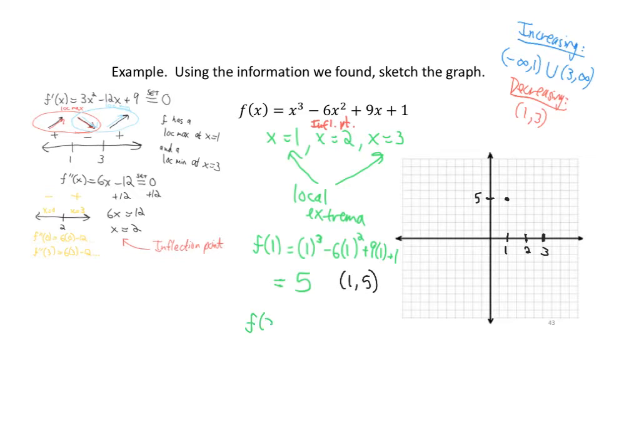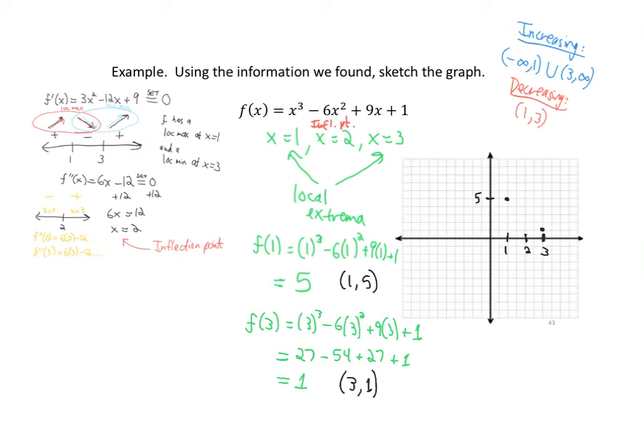Let's do f of 3 next because it's the other local extremum. We have 3 cubed minus 6 times 3 squared plus 9 times 3 plus 1. So we're going to have 27 minus 54 plus 27 plus 1, which will just be 1. That means we have the point 3, 1 on our graph. 3, 1 will be about there.